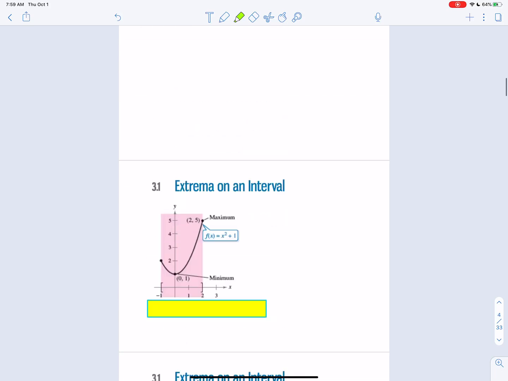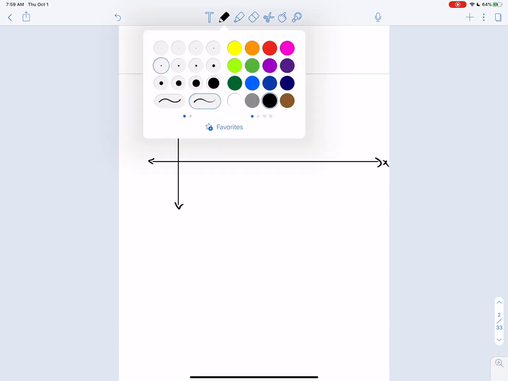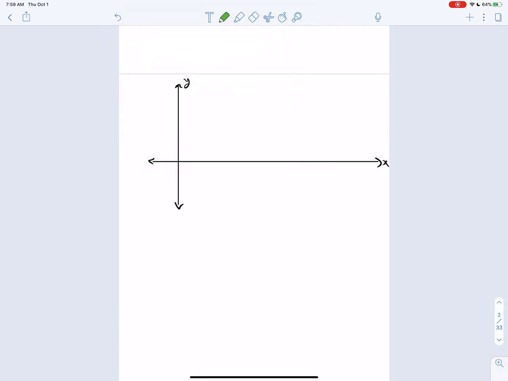Okay, so here we go. Here is a picture for you guys. I'm going to draw you a picture. Okay, so let's say we had a graph and we had a function that looks like this, okay? Try to draw it as similar as you can, okay?